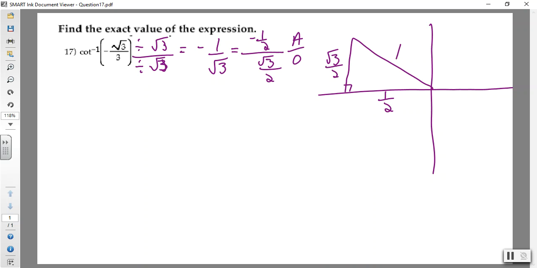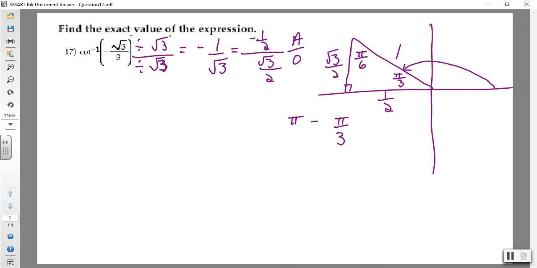We all know that the 30-degree angle goes opposite the ratio of 1/2. So 30 degrees in radians is going to give us pi over 6. And then we know that the 60-degree angle goes opposite the square root of 3 over 2. And we all know that 60 degrees in radians is pi over 3. So now if we want to get the angle, we can take pi minus pi over 3.